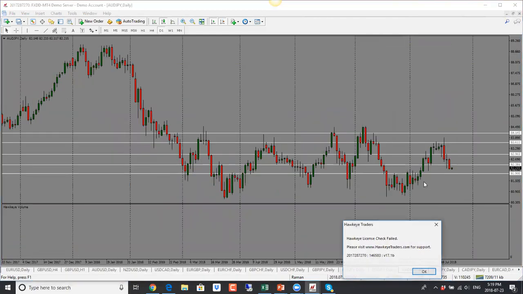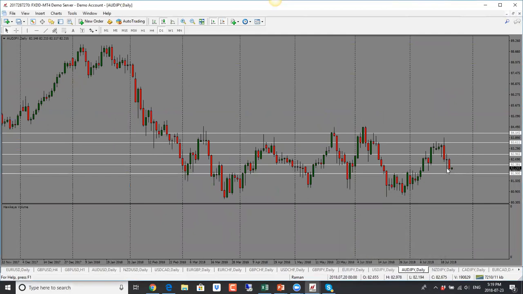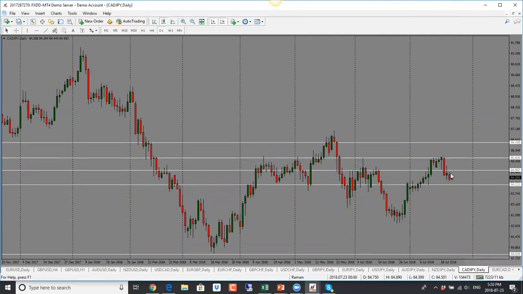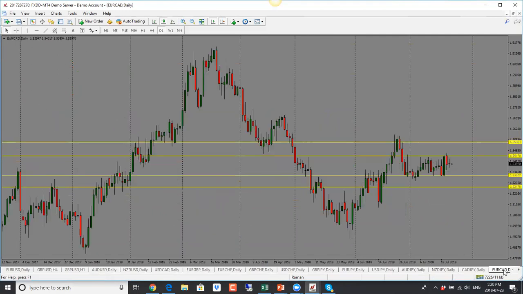Aussie yen here. The daily candle close is bearish, and I'm looking for a further drop. 81.90 will be the first target, and then 81.50 will be the second target to the downside. So bias is bearish for Aussie yen. New Zealand yen, the bias is bearish as well, and I'm looking for price to drop further into the 75.30 level. So bearish bias for that. CAD yen looks bearish as well, nice bearish candle close. Looking for it to drop back into this 84.20 level. So this is bearish as well.